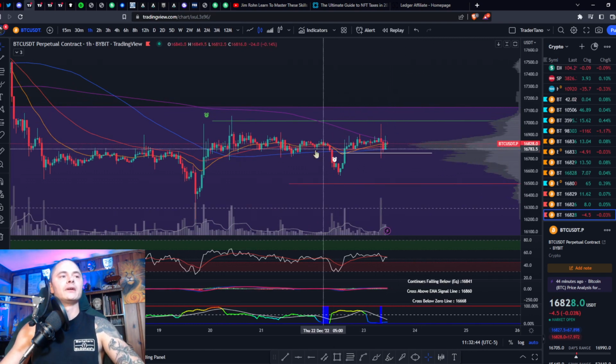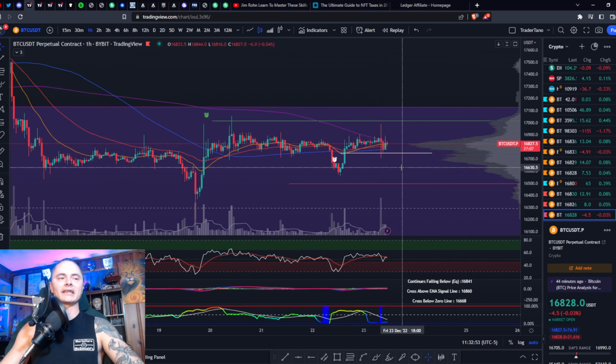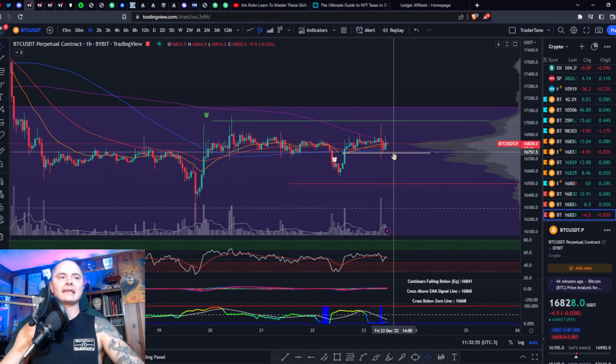Okay, so your moving averages have converged. All right, so we're basically going sideways right now, so you really don't want to trust the moving averages right now until we get a breakout of the price action one way or the other and get a fan out of these moving averages, probably a multi-crossover as well.